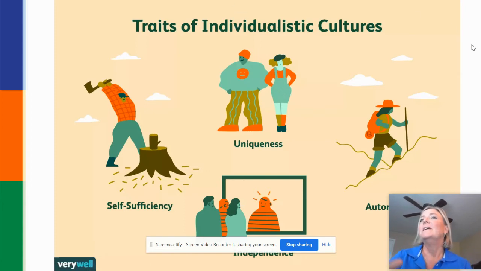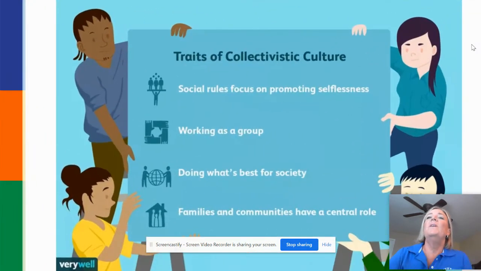If you fell under the collectivistic culture, then social rules focus on promoting selflessness. You tend to want to work as a group. You do what's best for the whole group rather than your individual self. And families and communities have a central role. And likewise, for more information, you can click anywhere on this slide, and it will take you to more information about the collectivistic culture.